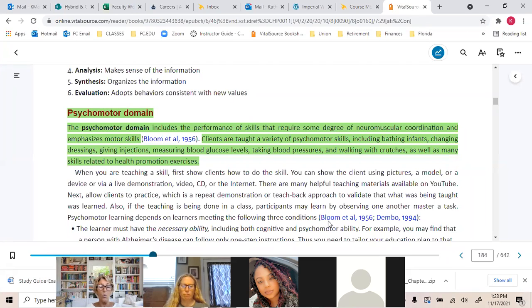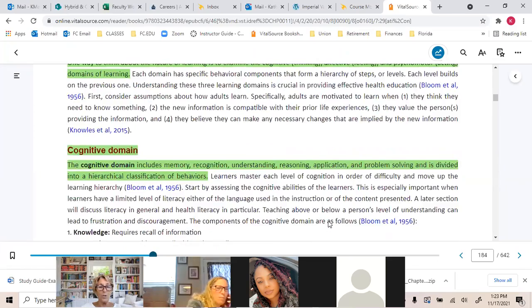Okay, what are you guys? I'm psychomotor. I like hands-on stuff. I prefer hands-on, yes. Hands-on. So you're definitely psychomotor. Yeah, I'm definitely psychomotor. Yeah.